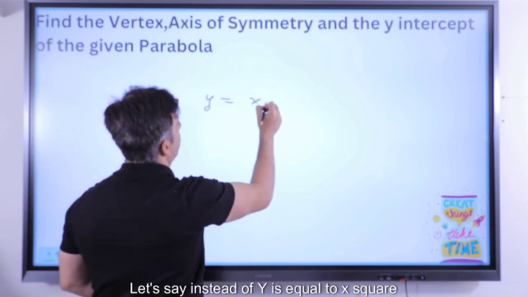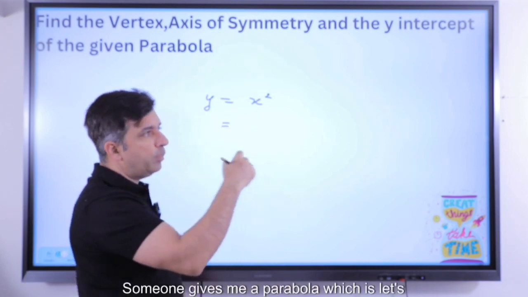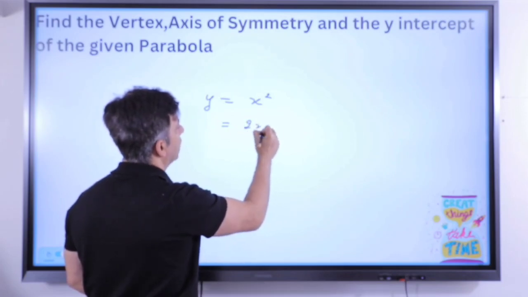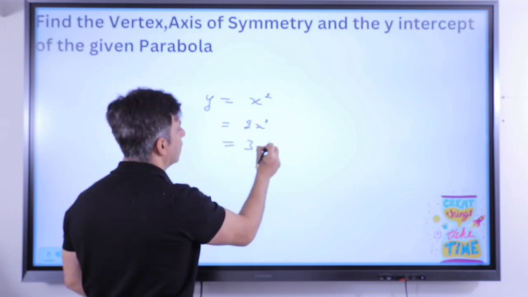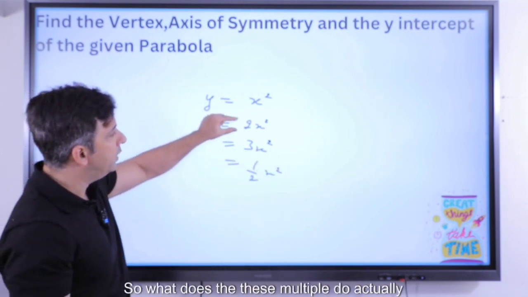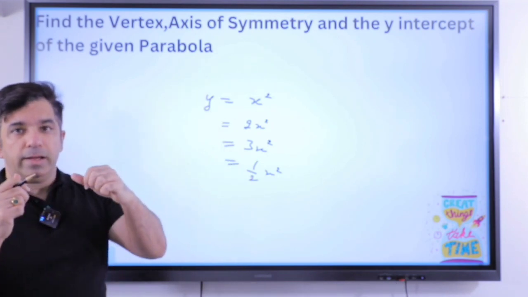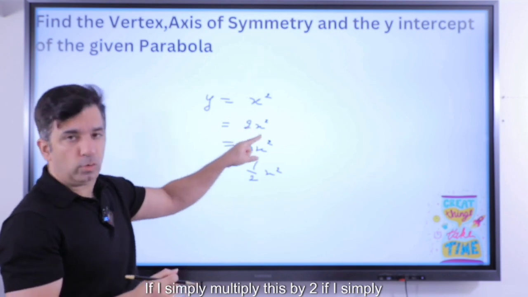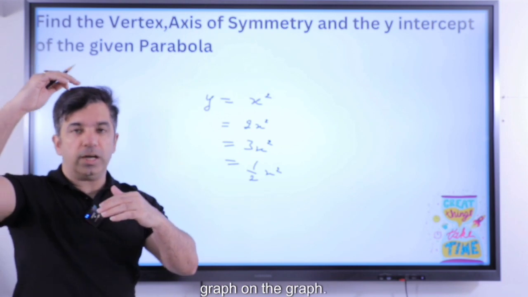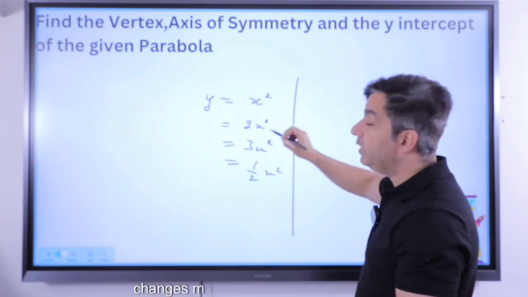Let's say instead of y is equal to x square, someone gives me a parabola which is, let's say, y is equal to some multiple of x square, let's say 2x square or 3x square or 1 by 2 x square. So what do these multiples actually do to the equation of this parabola? If I simply multiply this by 2, then apparently on the graph, if I don't plot point by point, nothing changes much.